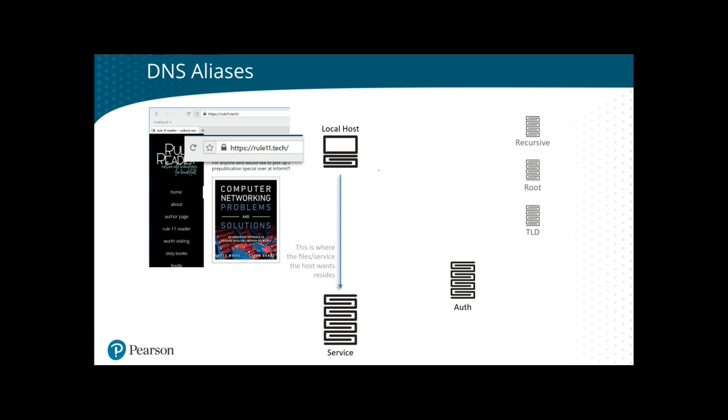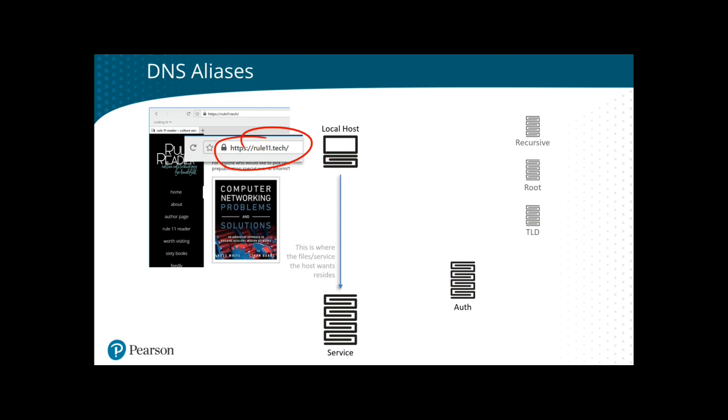Okay, so let's talk about DNS aliases a little bit, because a DNS name is not necessarily just a service, but it's also potentially an alias. An alias is just like a DBA, doing business as, or a nickname in some sense. So let's talk about rule11.tech for a second, because for a long time it was an alias. It still kind of is a CNAME.